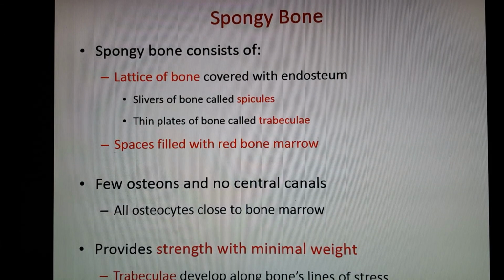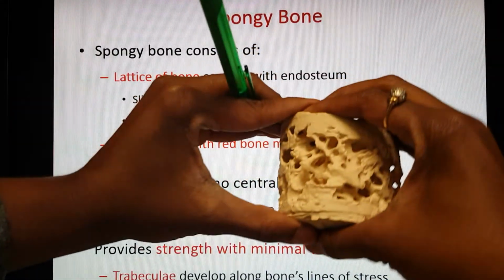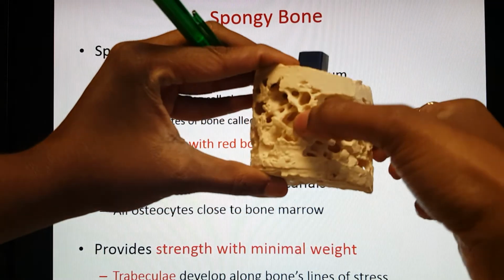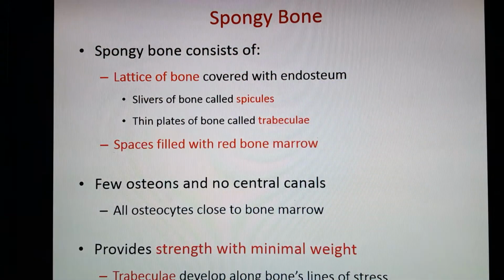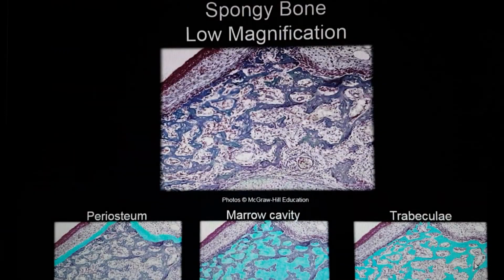Your spongy bone provides strength with minimal weight. So even though, again, it's called spongy, it's actually hard. Even if we're just looking at this, it's a nice, strong structure. And minimal weight, since it has the gaps and empty spaces there, which helps to reduce the weight of that bone. And the trabeculae develop along stress lines in the bone.